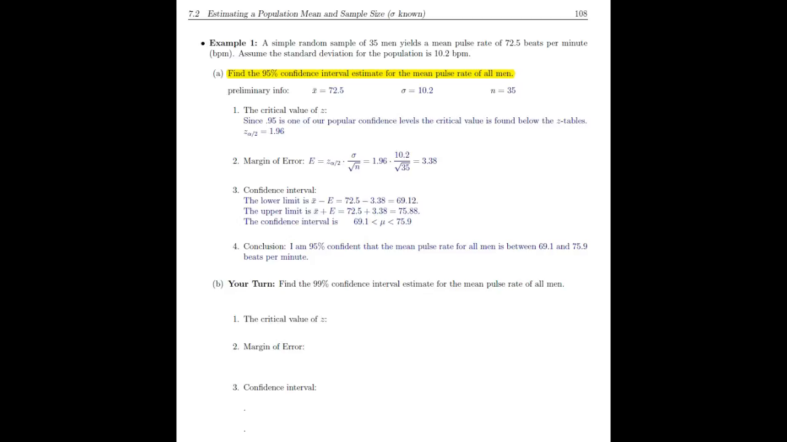So some information we have here is that our sample had a mean pulse rate of 72.5. So that means that x bar is 72.5. We were also given this information, assume the standard deviation for the population is 10.2. So that tells us that sigma is 10.2. And the sample size was 35 men, so therefore n is 35.